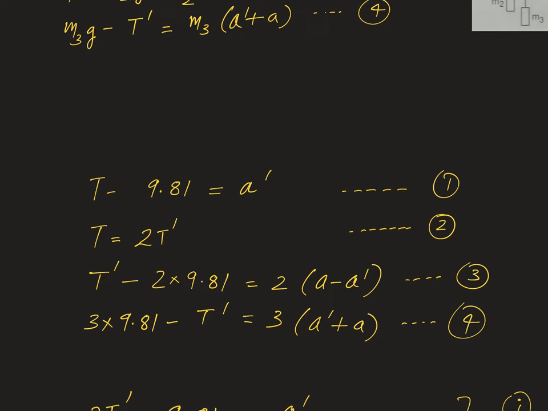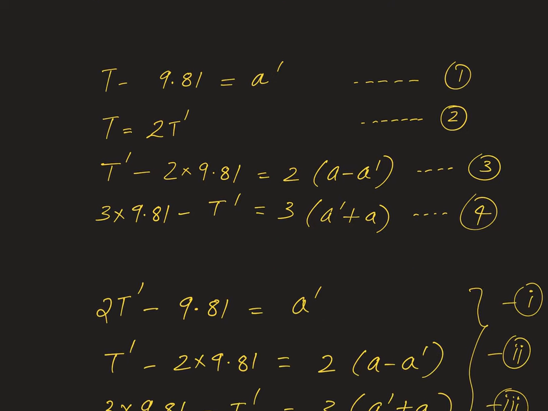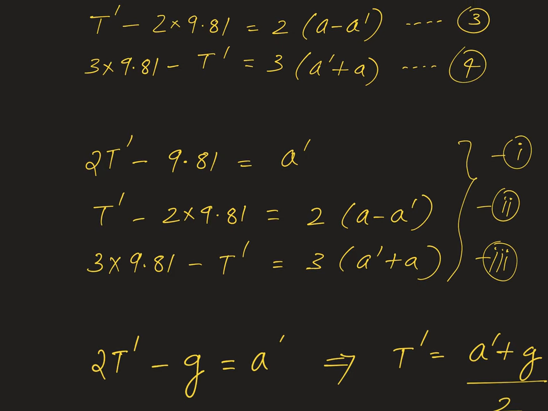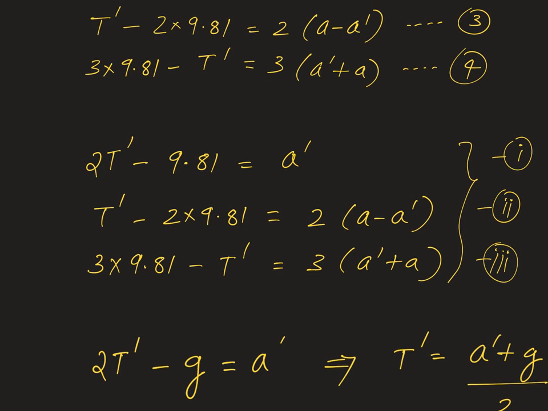These are all the four equations which we got after drawing the free body diagrams and then applying Newton's second law. This was our first equation, this is the second equation, and these are the third and the fourth equation. I will bring them down to three equations by clubbing these two together. The first two equations I can use, then I will reduce the number of equations to three as shown over here.